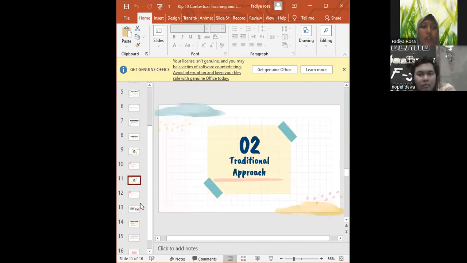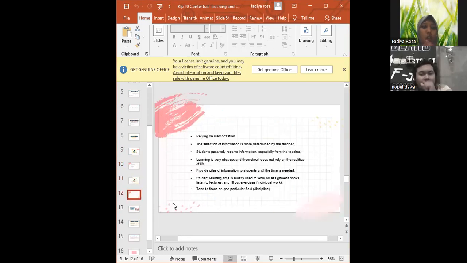And the next is the traditional approach. What is the traditional approach? The traditional approach relies on memorization. It means that the study is just memorizing. The student just memorizes the knowledge, everything, just memorizing. And the next is that the selection of information is more determined by the teacher. It means that the student cannot study on their own. They just study what the teacher gives.